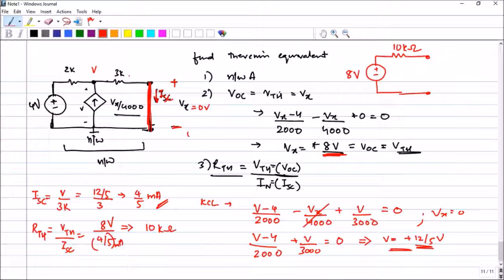I hope you have understood this lecture on how to approach the problem, how to find the Thevenin equivalent and Thevenin resistance when dependent sources are involved.